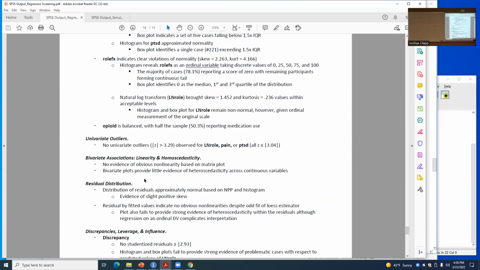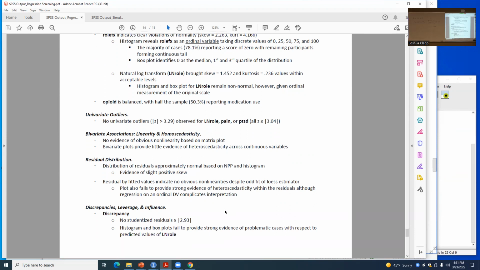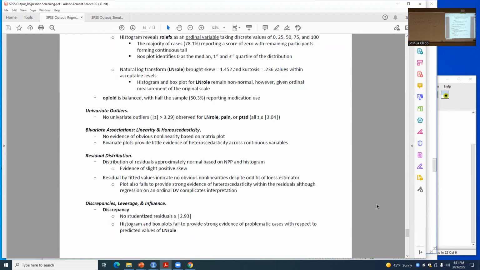What I might throw in there is there's maybe some evidence of non-normal distribution, or the conditional distributions appear to be non-normal and positively skewed. Nothing we can do about it, but something definitely worth noting, could be a problem. We drop down into discrepancies, leverages, and influence. Discrepancies, no problems here. Be able to provide strong evidence with respect to predicted values or outcome.